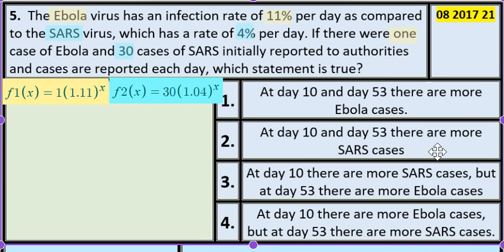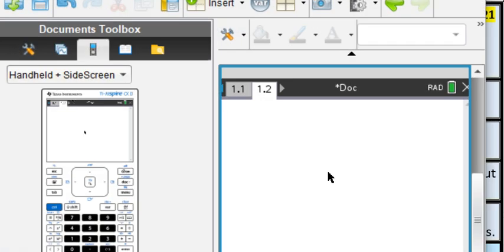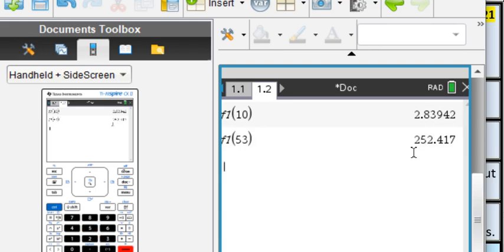All 4 answers are concerned with only 2 days, day 10 and day 53. So we're going to put those days into our functions. So F1 of 10, 2.83. F1 of 53 is 252.